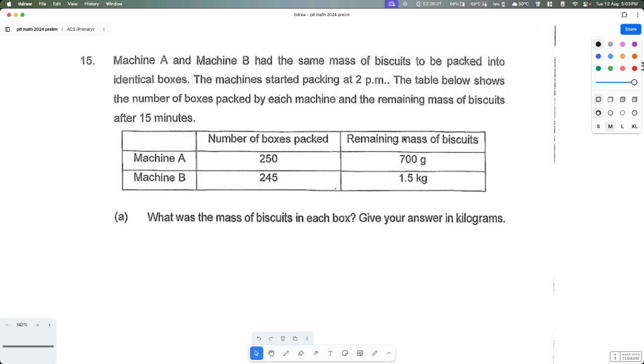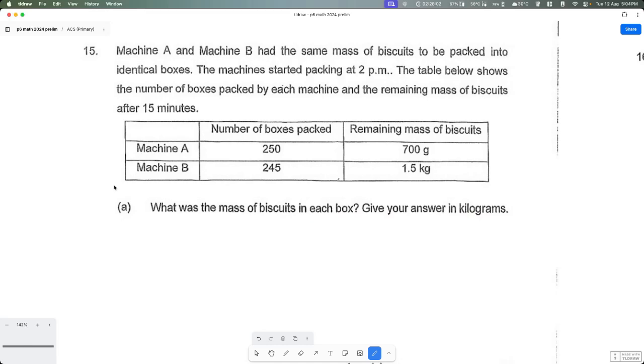Question 15. It says here machine A and machine B had the same mass of biscuits to be packed into identical boxes. The machines started packing at 2 p.m. The table below shows the number of boxes packed by each machine and the remaining mass of biscuits after 15 minutes. Part A says, what was the mass of biscuits in each box? Give your answer in kilograms.